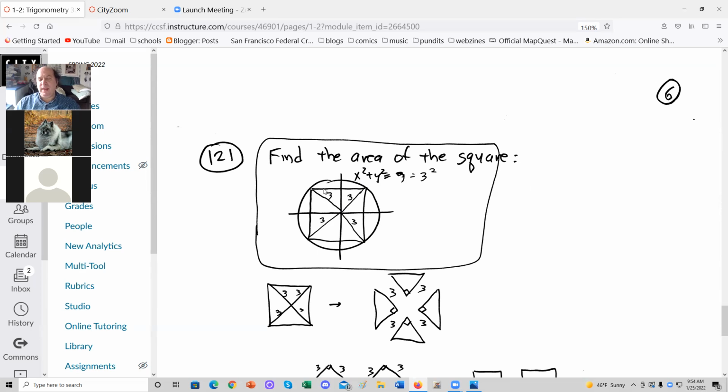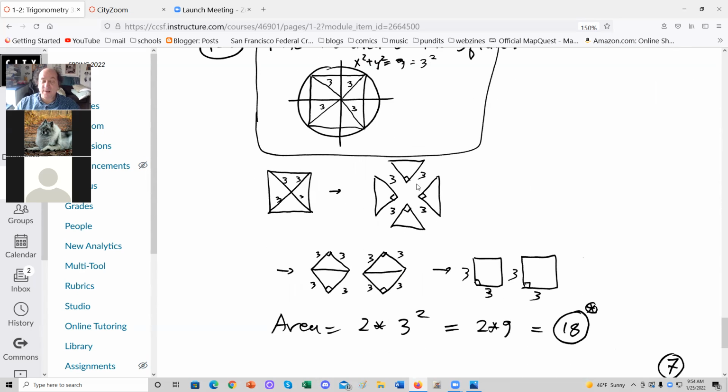All right, I could find this distance here, therefore double that to find this distance here, and multiply it out to get the area. But I think it's just as easy to start with this picture, then break it up into four half squares. Join up these two to this, join up these two to this. Here, two squares with side 3, and the area is twice 3 squared, which is twice 9, which is 18.